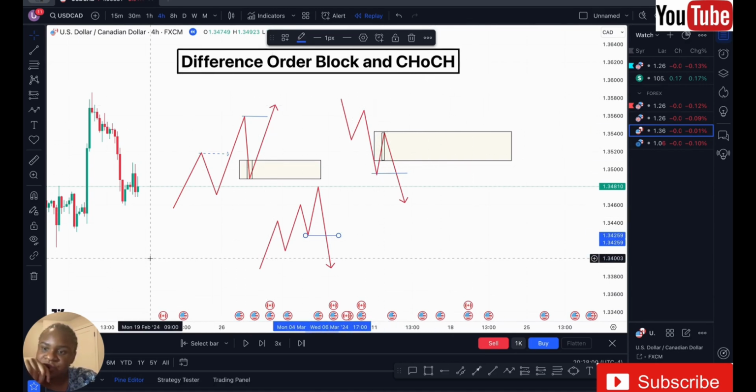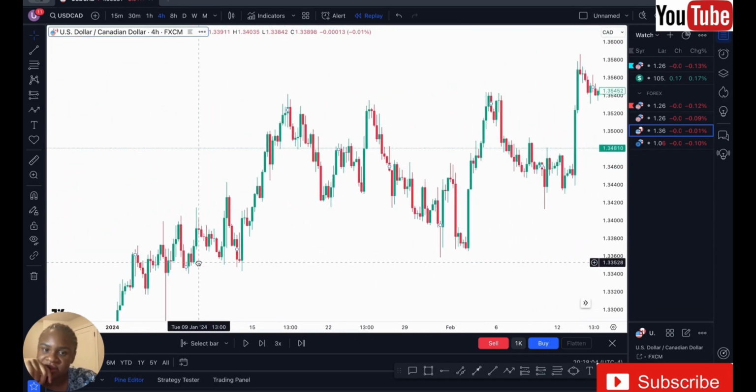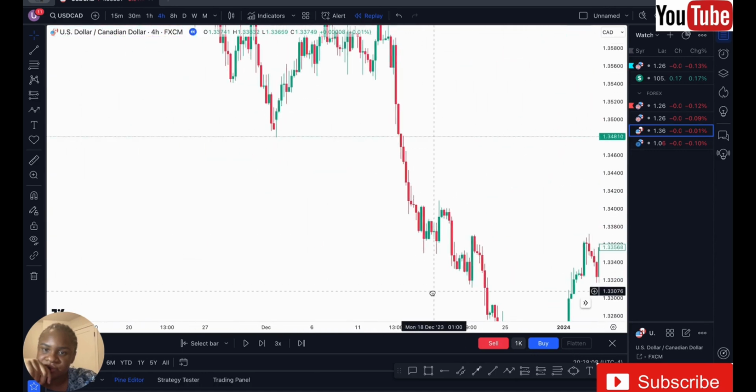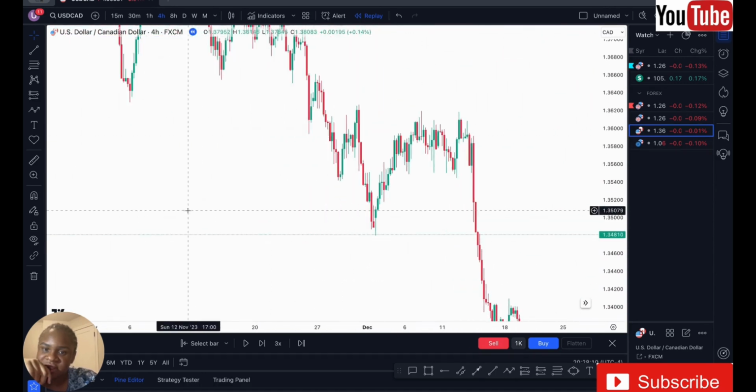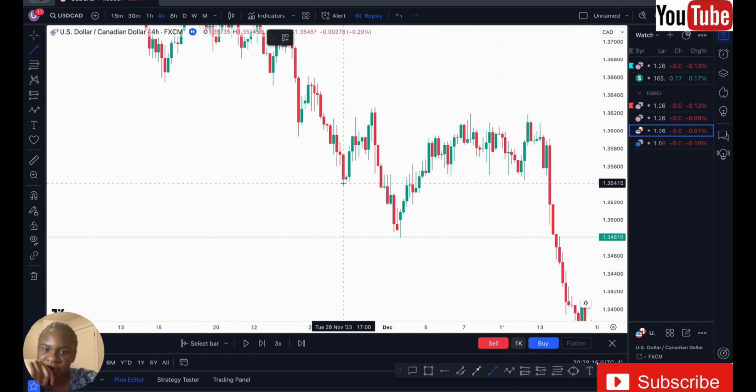Now, how do you know this on the chart? If you can see on the chart here, let me find a good example for you. On the chart here, there is a swing point here and there was a break of structure. What do you see here? You see the last bullish candle before the impulse move for a sell momentum.